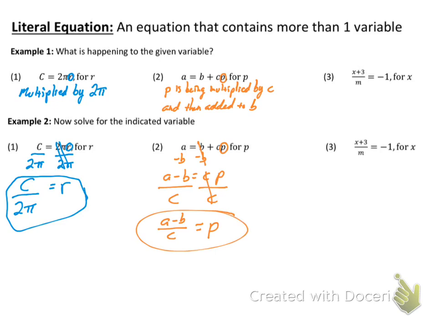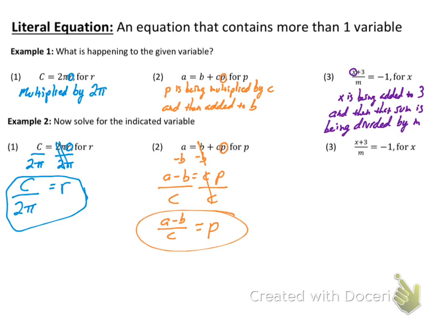And then to finish this out on our third and final example here, I want to get the x by itself. So circle your x because that's what you're trying to get by itself. So what's happening to x? X is being added to 3. And then that sum is being divided by m.